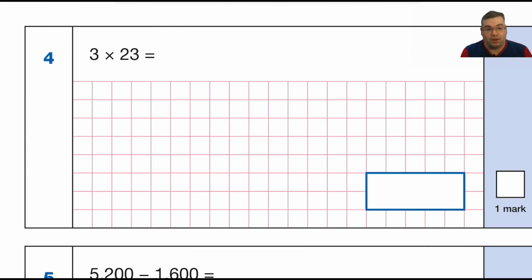So this is the fourth question. 3 times 23. Now we can break this number 23 as 20 plus 3. Now 20 times 3 is 60. And 3 times 3 is 9. So 60 plus 9, that is equal to 69.